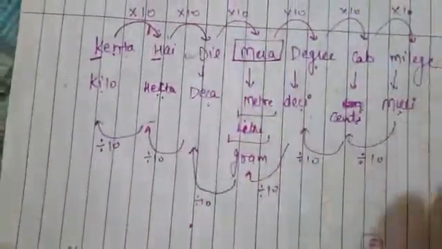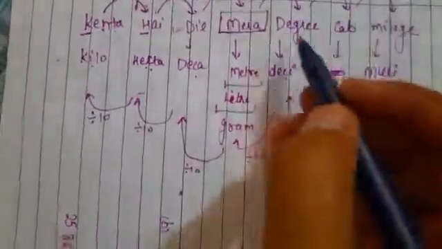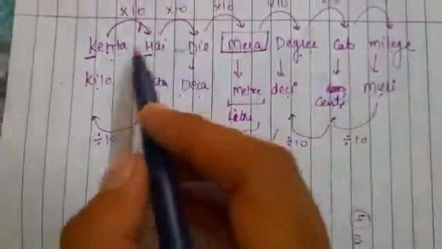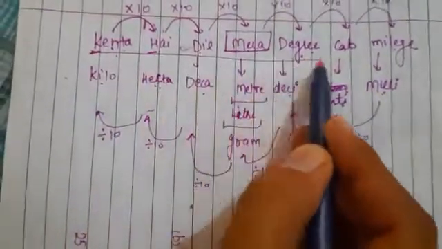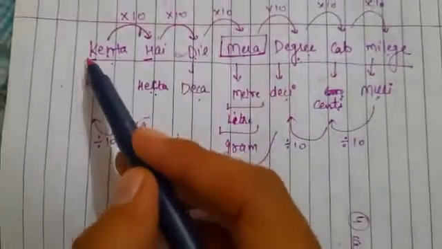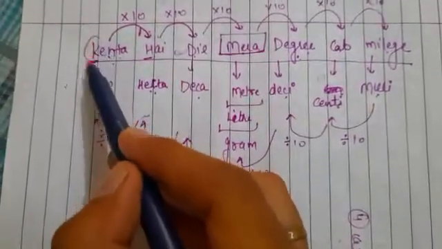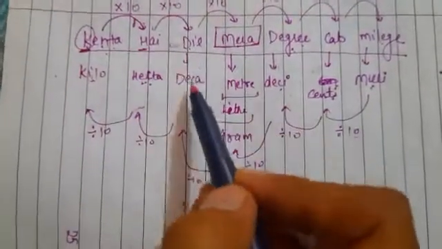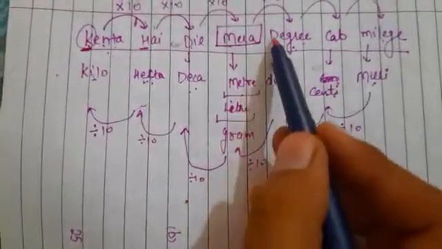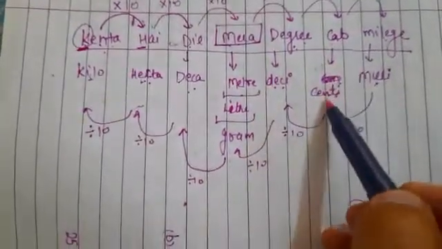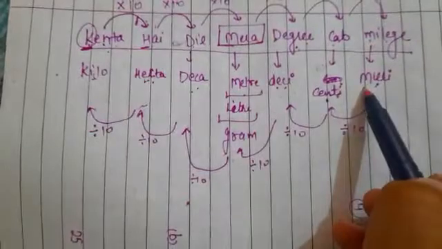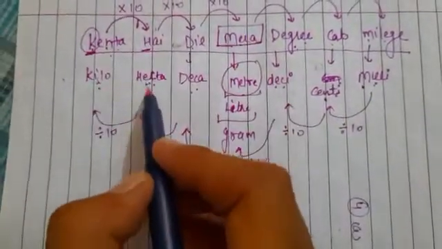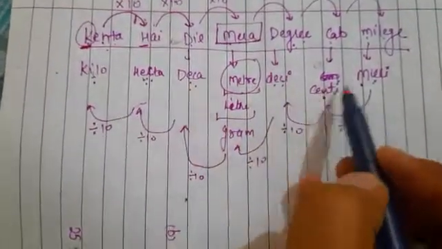What I have written there is a Hindi line, "Kehta hai dil mera degree kab milegi". This is the way to learn this table. You can easily learn from here, from the first letter of these words. K means kilo, H means hecto, D means deca, M means meter, D means deci, C means centi, M means milli. So if meter is there, we say kilometer, hectometer, decameter, decimeter, centimeter, millimeter.